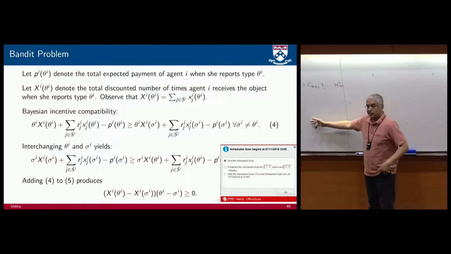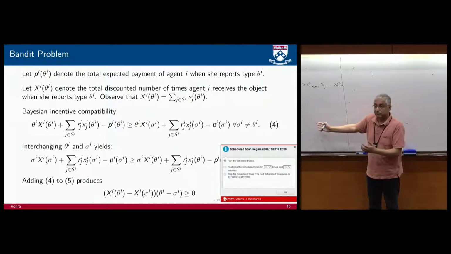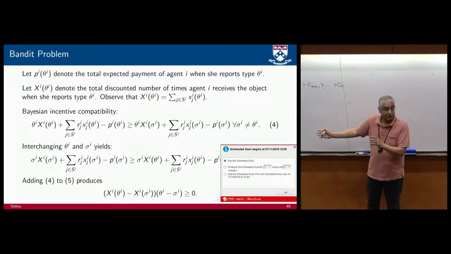Okay, I've given you a solution. I haven't proved to you that it's even feasible. So the first thing I have to do is prove feasibility.